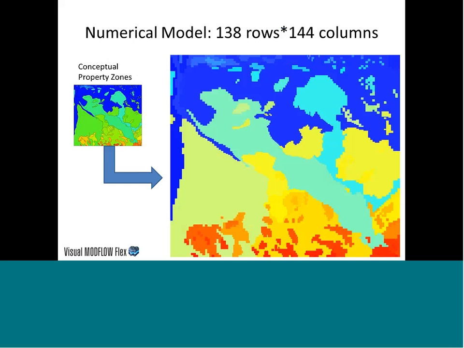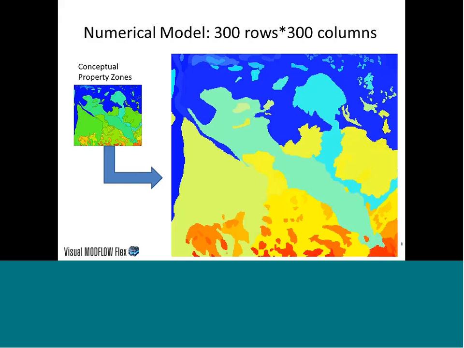You can create a more refined grid that has roughly 140 by 140 rows and columns, run the conversion, and create the numerical model inputs. And lastly, you can create a more refined grid that has 300 rows by 300 columns. And you can see in this case, the property zone geometry more closely matches the original shapefiles. Again, this is only necessary if your model needs to have this much resolution, but with the flexibility of the conceptual modeling approach, you can either add or reduce the amount of resolution or accuracy as needed.